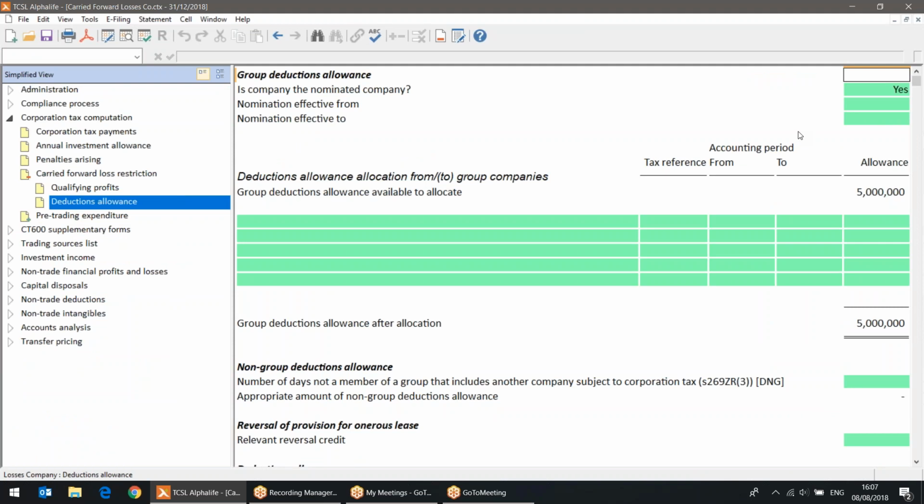We shall move on to some further points now. Earlier we mentioned that the deductions allowance is shared by a group. The way the legislation is structured is that the group appoints a nominated company who holds the allowance on behalf of the group. That company may choose to allocate an amount of the deductions allowance to other members of the group as they see fit, subject to non-coterminous period limits. The nominated company retains any balance on their own computation.